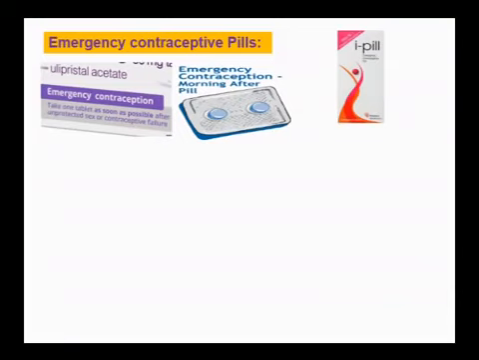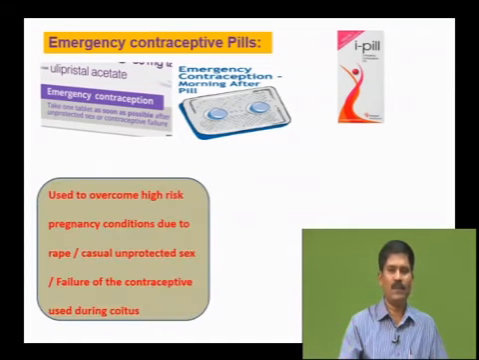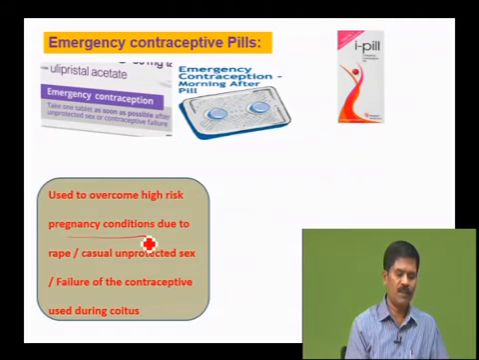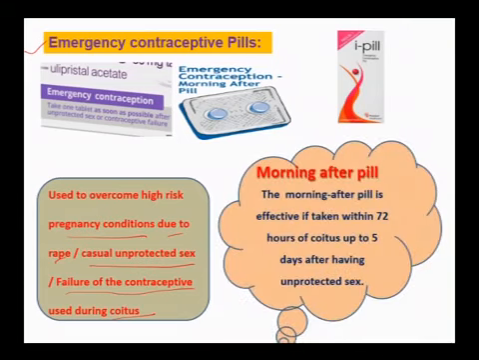Emergency contraceptive pills. Oral pills also can be used to overcome the high risk of pregnancy. The oral pills which are used to overcome high risk pregnancy conditions due to rape, casual unprotected sex, or failure of the contraceptive used during coitus or sexual intercourse are said to be emergency contraceptive pills. Emergency contraceptive pills are also said to be morning after pills. The morning after pill is effective if taken within 72 hours of coitus, up to 5 days after having unprotected sex.